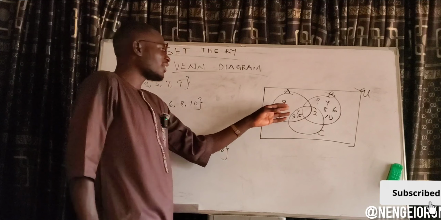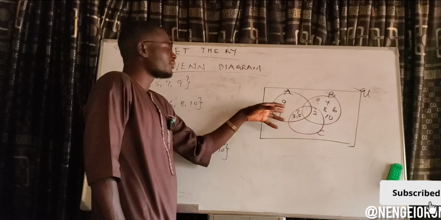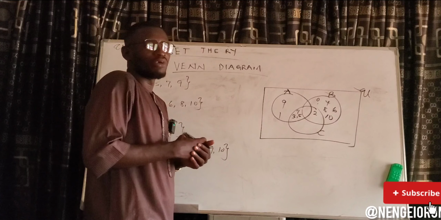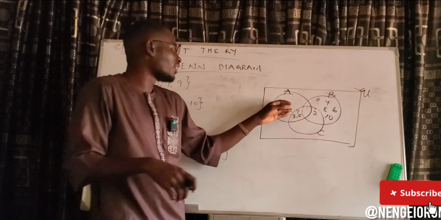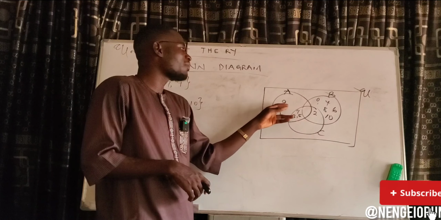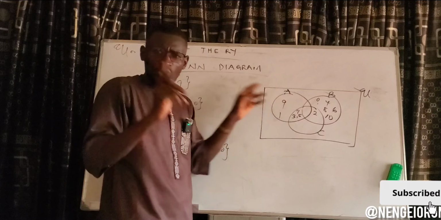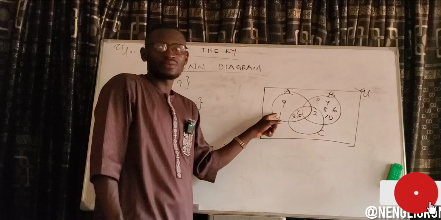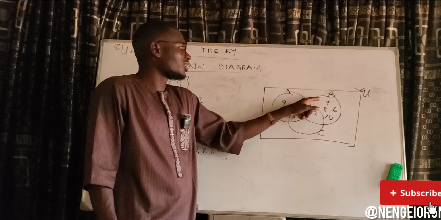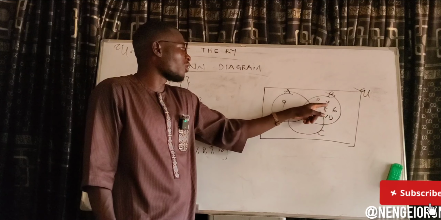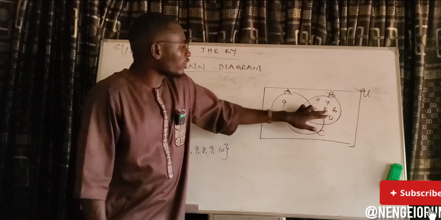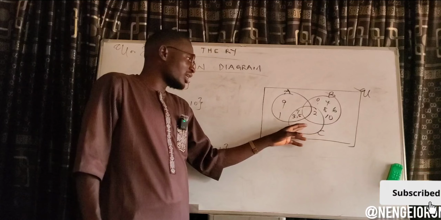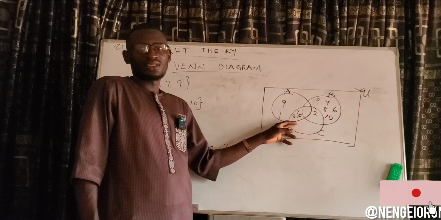So now, with a Venn diagram, you can clearly indicate the set elements or the set members without confusion. If the question asks you, what are the members of set A only? Set A only is 9 and 1. Set B only is 0, 4, 8, 6, and 10. You can only find these elements in B only. There is no single element that is only found in C.